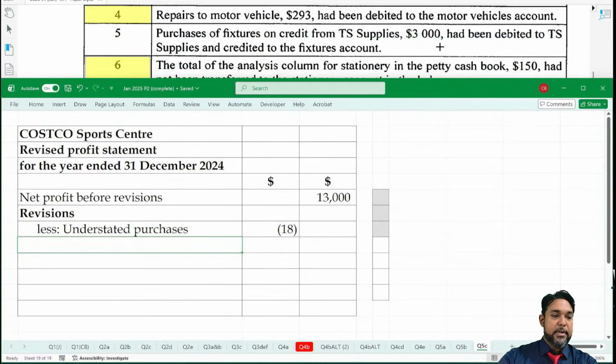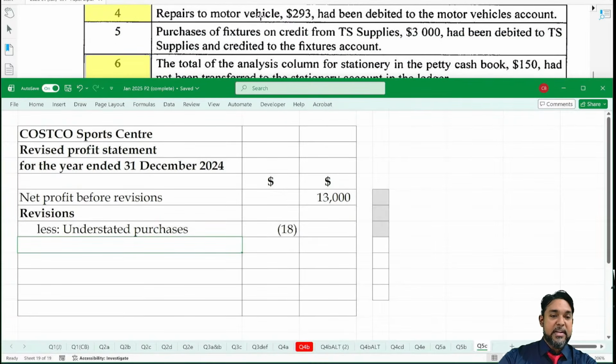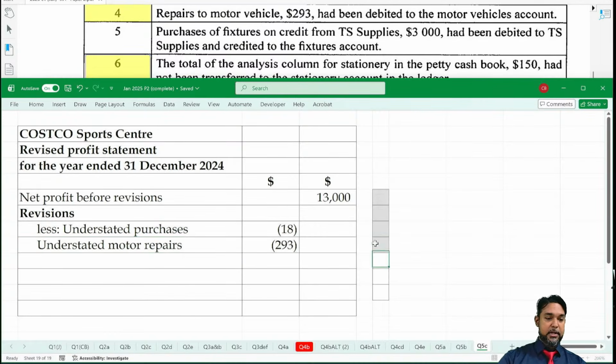Next, you have repairs. Motor vehicle repairs had been debited to the vehicles account. So the repairs account was understated. Repairs is also an expense. If your expense is understated, it's too low. So when you correct it, it will go up. And when expenses go up, profit goes down. So this item here would also have been a deduction. So less understated motor repairs, or correction of.